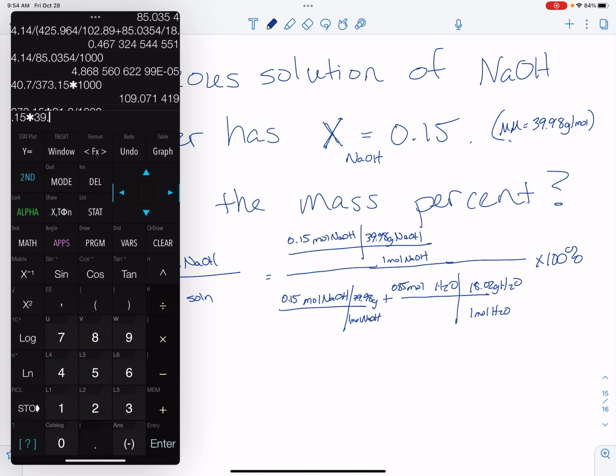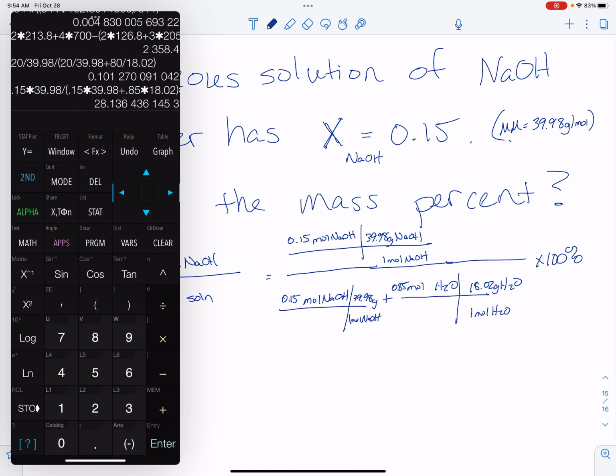0.15 times 39.98, and then I'm going to say divided by, parentheses, 0.15 times 39.98 plus 0.85 times, oops, that was a times, 18.02, and that whole thing I want to be multiplied by 100, and I get that the mass percent is 28, and it looks like I've got 2 sig figs going on. So 28%.